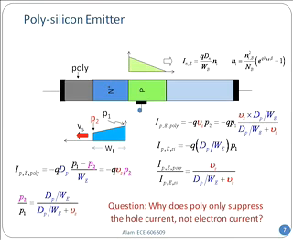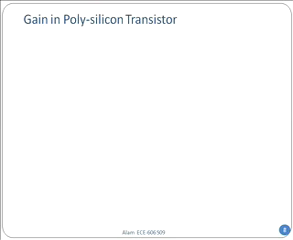Now, one thing I will ask you to think about is, does the poly only suppress the hole current, which is going in that direction, but doesn't do anything to the electron current? Because electron current is also coming through the poly. And why it didn't do anything, that's something you should think about. So that was supposed to be the animation which says that the electron actually flows from the base side to the emitter side through that contact, and that's the expression we tried to derive. Okay, now let's calculate the gain.